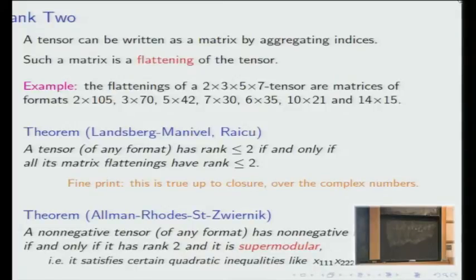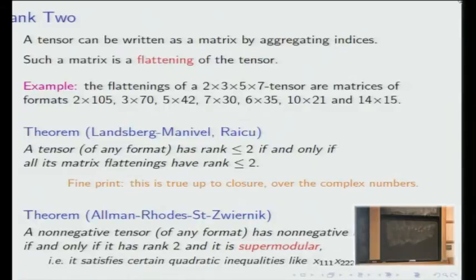But you could do it other ways, right? You could also write this as a 5 by 42 or 14 by 15 in the obvious ways. By aggregating dimensions, you can flatten a high-dimensional tensor and write it as a matrix. Now, under this operation, the rank can only go down.